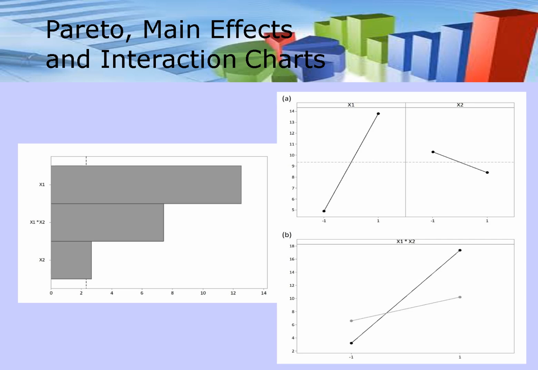This information is provided by main effect plots. In this example, an increase in factor x1 will provide an increased response. On the other hand, an increase in factor x2 will decrease the response. Finally, interaction plots allow one to study the interactions between the factors. A change in the slope of the response indicates a significant interaction between the factors.